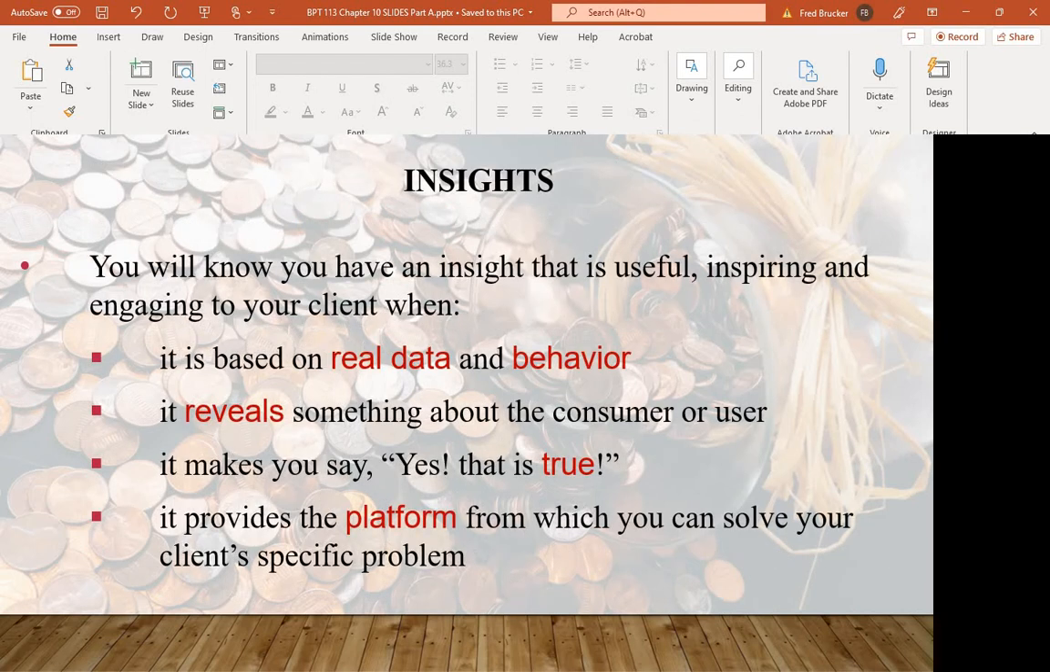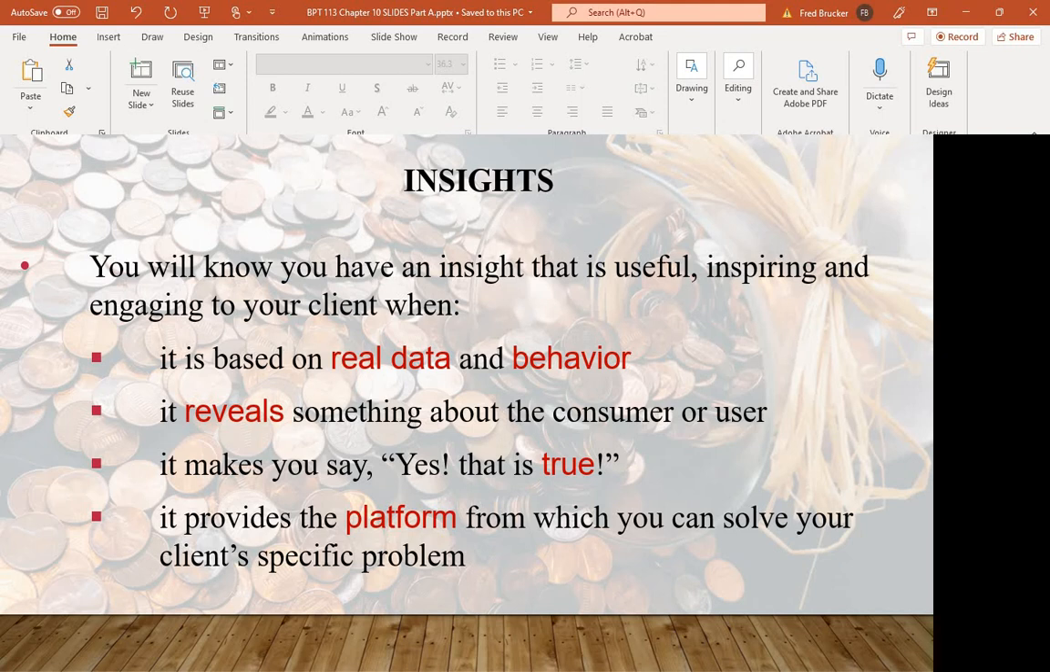Now, insights. You will know you have an insight that is useful, inspiring, and engaging to your client when it is based on real data and behavior, when it reveals something about the consumer or the user, when it makes you say, yes, yes, that is true. In some circles they'll say, that'll preach. Things that we can just jump up and say amen to, if you will. The things that we can't help but recognize, that the truth is the truth is the truth. Also, it provides the platform from which you can solve your client's specific problem.